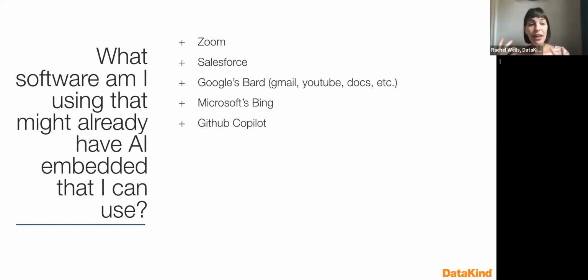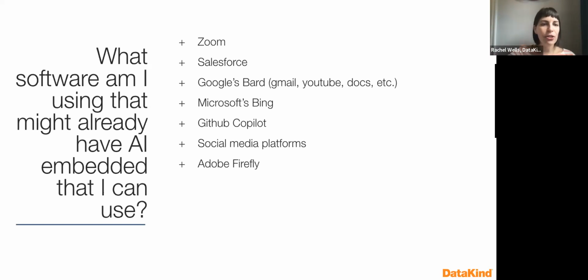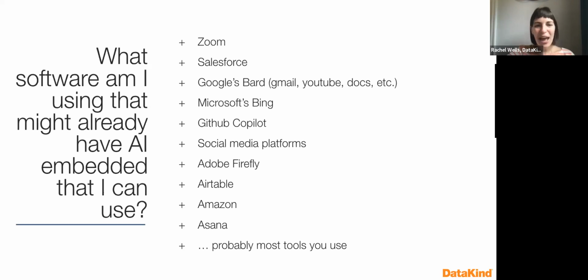If you're in coding, GitHub Copilot can help auto-generate code. Social media platforms have come up a couple times, but AI is all over social media. And then alphabetically, we've got Adobe, Airtable, Amazon, Asana, and probably most tools you use in some capacity.